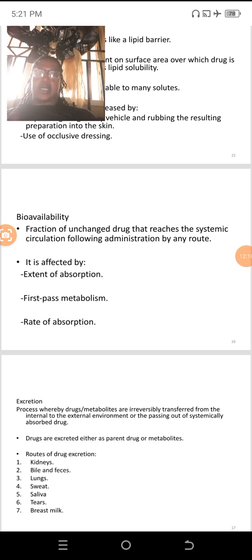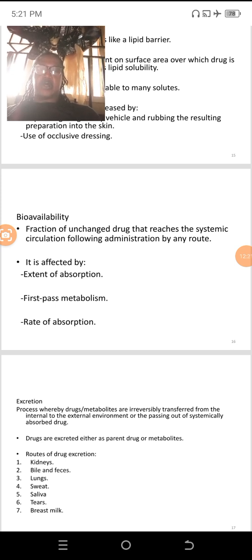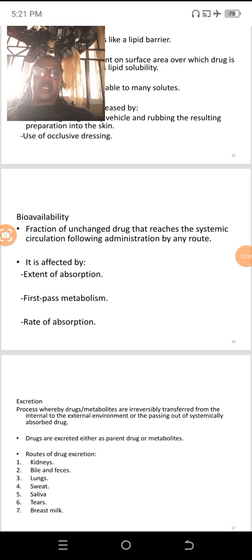Bioavailability is something we must quickly look at here, though we are going to look at it more closely in a different lecture. So what is bioavailability? This is the fraction of unchanged drug that reaches the systemic circulation following administration by any route, and it is affected by the extent of absorption of that drug, by first pass metabolism, by rate of absorption. We are going to discuss it in greater detail later.